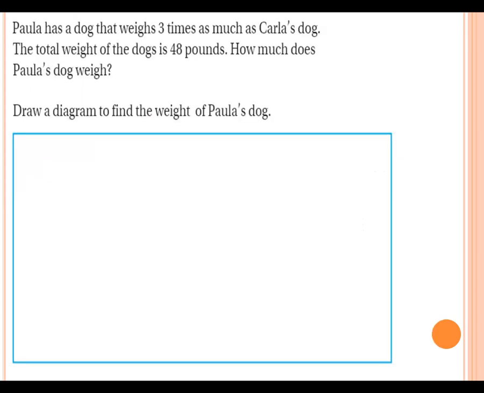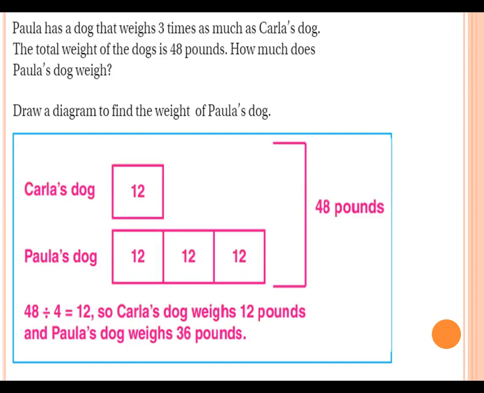And the next one, Paula has a dog that weighs 3 times as much as Carla's dog. The total weight of the dogs is 48 pounds. How much does Paula's dog weigh? Draw a diagram to find the weight of Paula's dog. So we have done the bar model. You will draw one square for Carla's dog and 3 squares for Paula's dog, and altogether the weight is 48 pounds. So you will divide 48 by 4. So you will get 12.